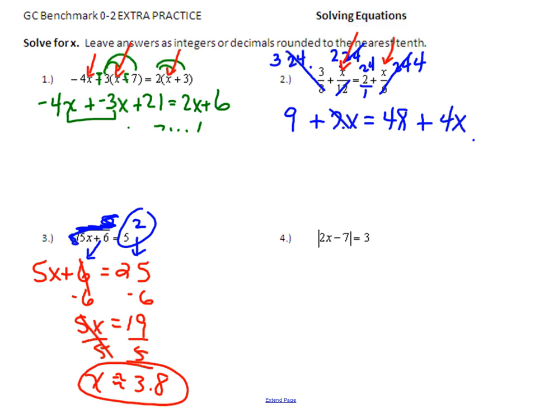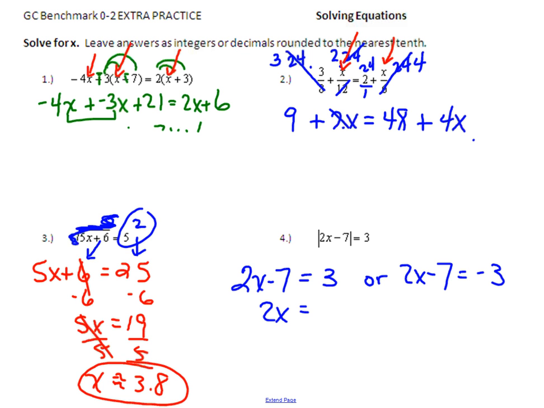Number 4. Now here we're going to use the cover-up method again. I'm just going to say, all right, whatever's under there must be a 3, or whatever's under there must be a negative 3. Because if I plug in 3, the absolute value of that will give me 3. Or if I plug in a negative 3 there, I take the absolute value of that, I'll get the positive 3 there. So I have two separate equations to solve. So whatever that stuff is, 2x minus 7 is there. And then just solve the two separate equations.